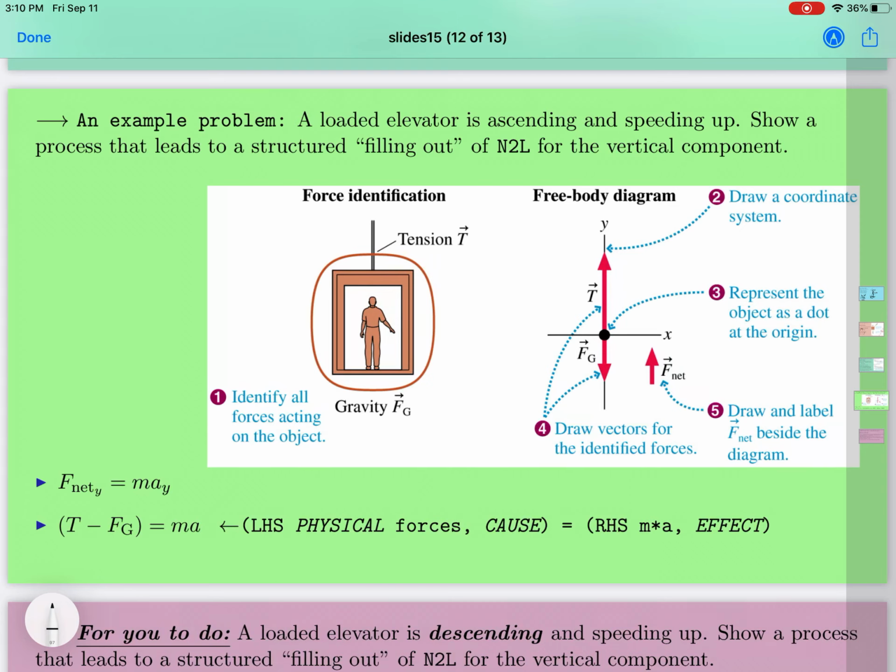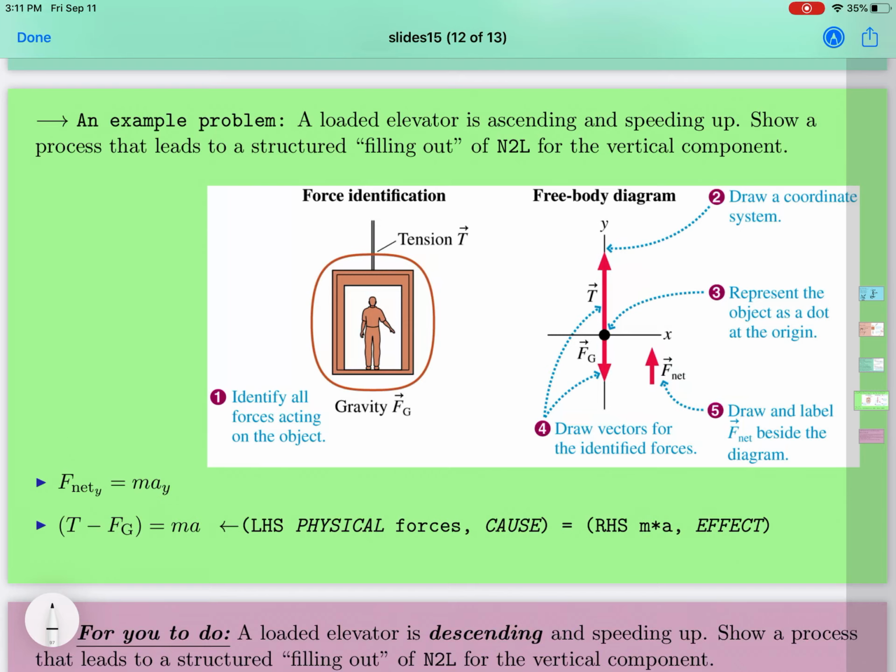So if we were trying to figure out F net of an elevator, what we know is that F net y is equal to m a_y. So we know that if we have an elevator, there's going to be a tension rope that is causing it to accelerate either upwards or downwards, depending on the direction that it's moving. So in this case, we have tension of the rope and we have the force due to gravity, and we're assuming that the force is going up. So here what we have is T minus Fg is equal to ma.